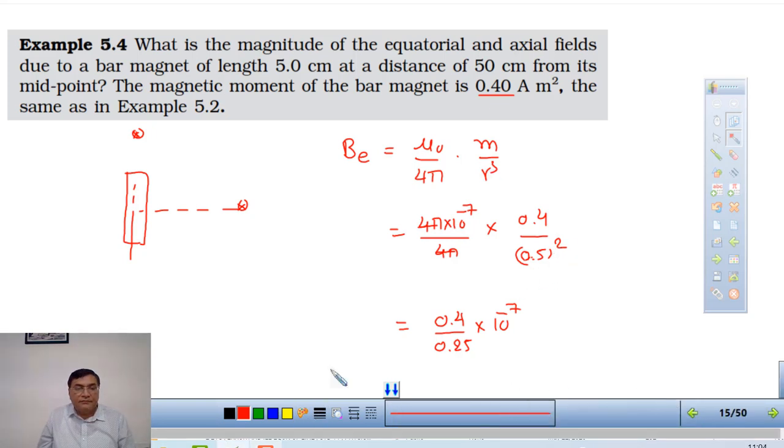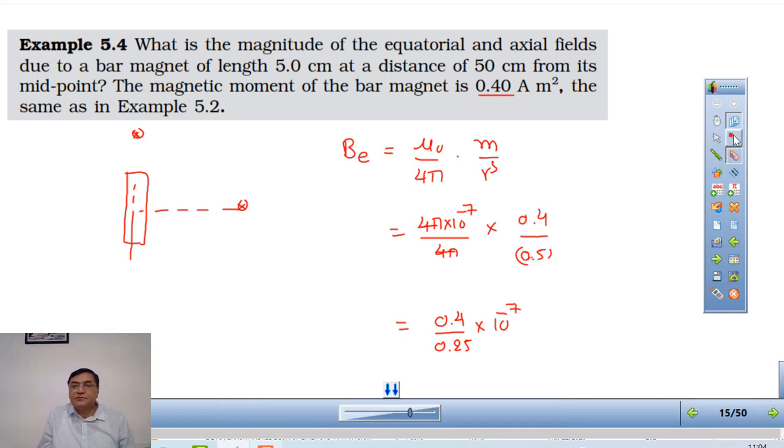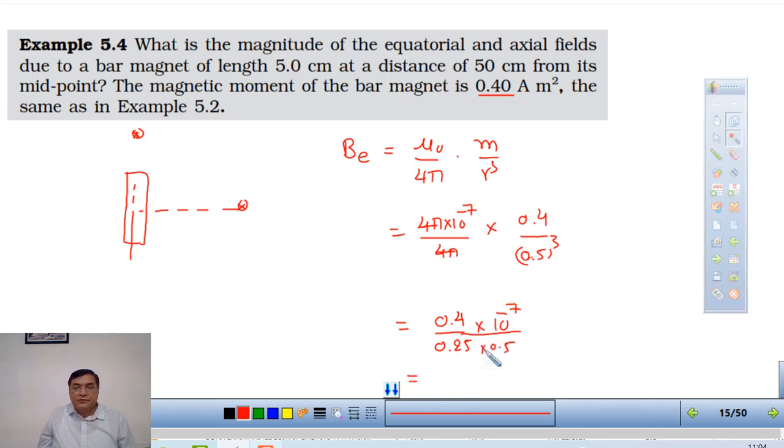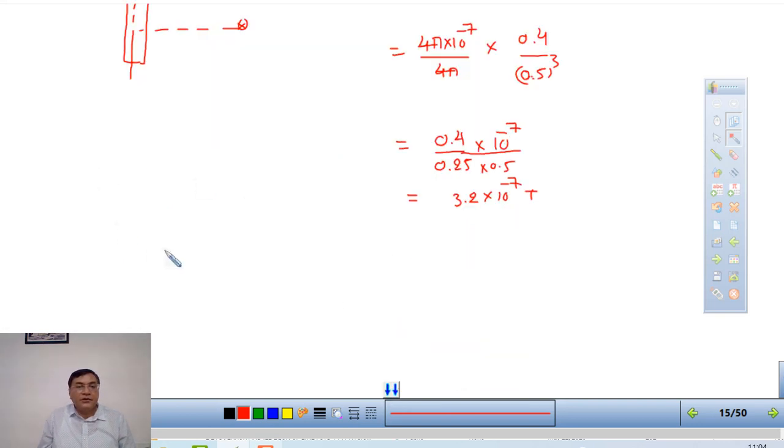Sorry, I make this correction. This is r cube, so 0.5 is still multiplied. If you simplify, this is 0.4 upon 0.125, so you are getting around 3.2 into 10 raised to minus 7 Tesla. And the magnetic field on the axis, B_A, is equal to 2 times that of the equatorial line. So it is 6.4 into 10 raised to minus 7 Tesla.